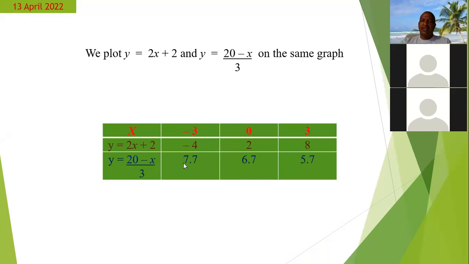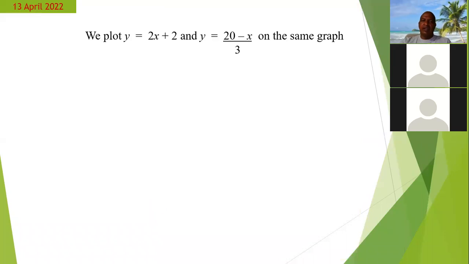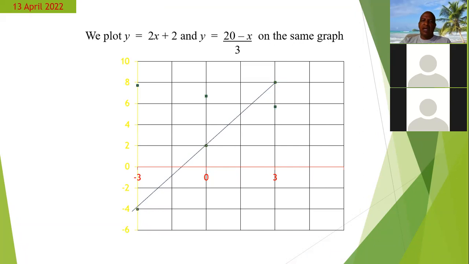Then we go back again: x equal negative 3 with 7.7, x equal 0 with 6.7, x equal 3 with 5.7. We plot those two sets of values on the same graph. Again, I'm not going to work with this graph in the interest of time. So here we would have one line there and another line there. And all you have to do to solve the simultaneous equations is to look for where the two lines intersect.